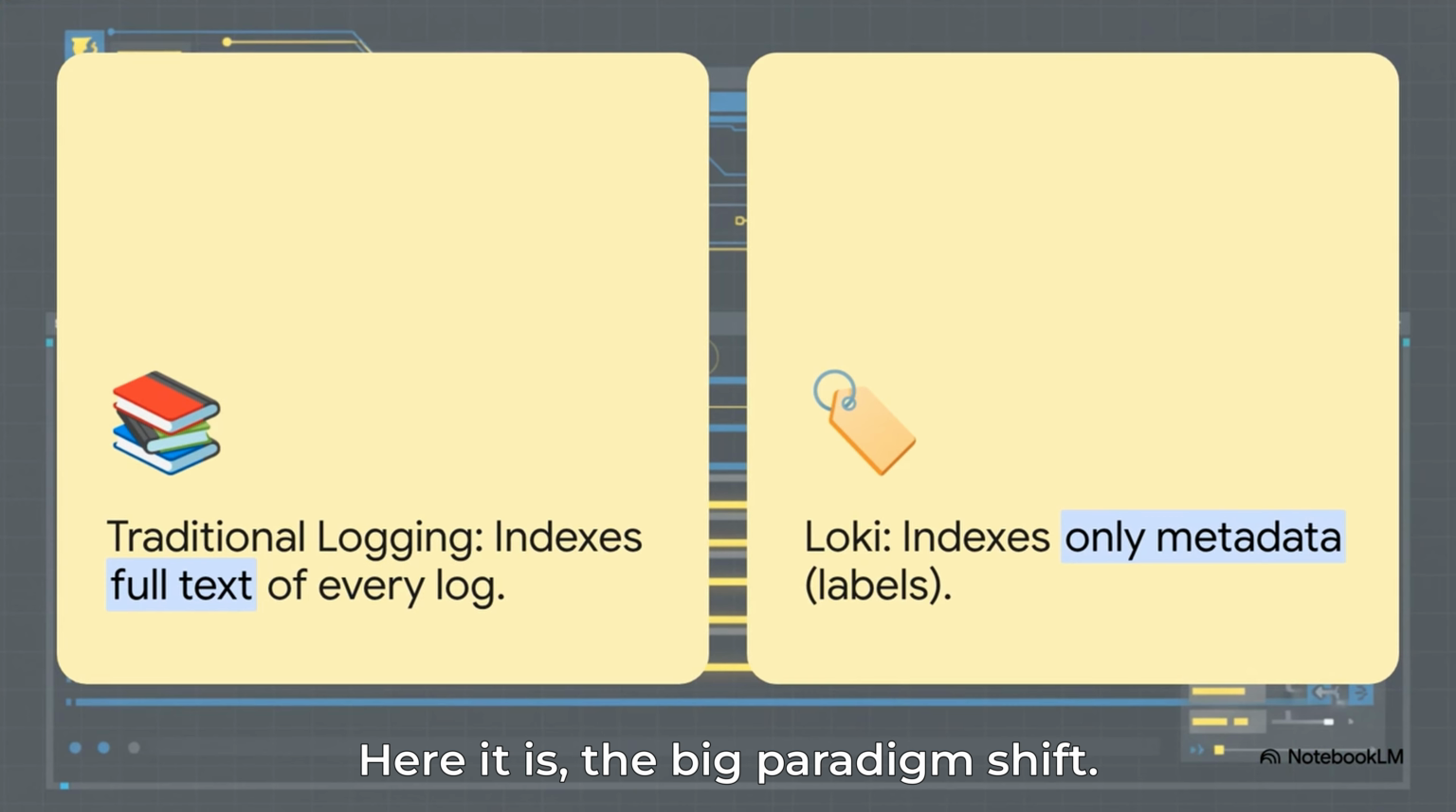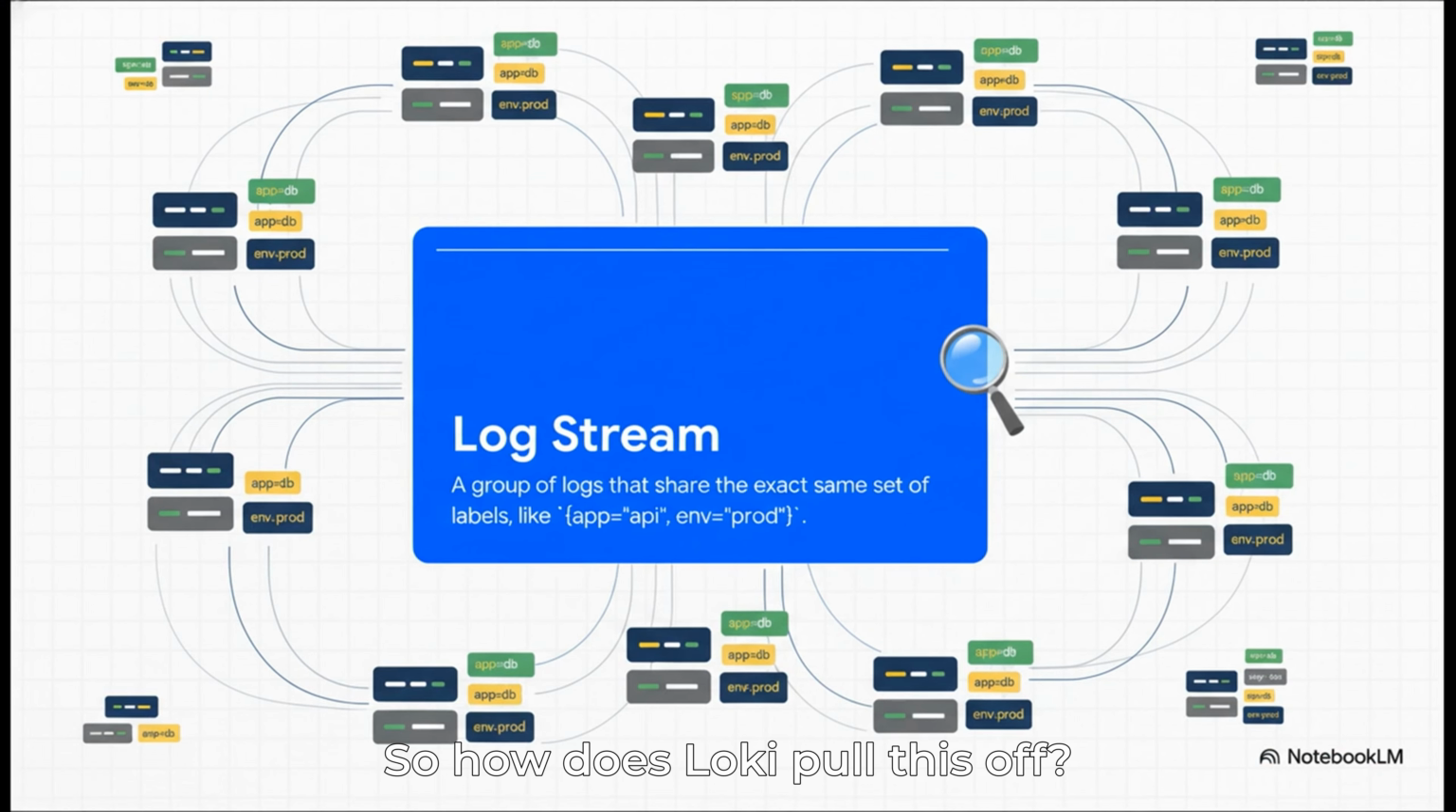Here it is, the big paradigm shift. Traditional systems index the chaotic content of your logs. Loki, on the other hand, only indexes a tiny set of metadata that it calls labels. Just think of them as simple, high-level tags. And because that index of tags is so small and targeted, Loki stays blazingly fast and way more cost-effective. So how does Loki pull this off?